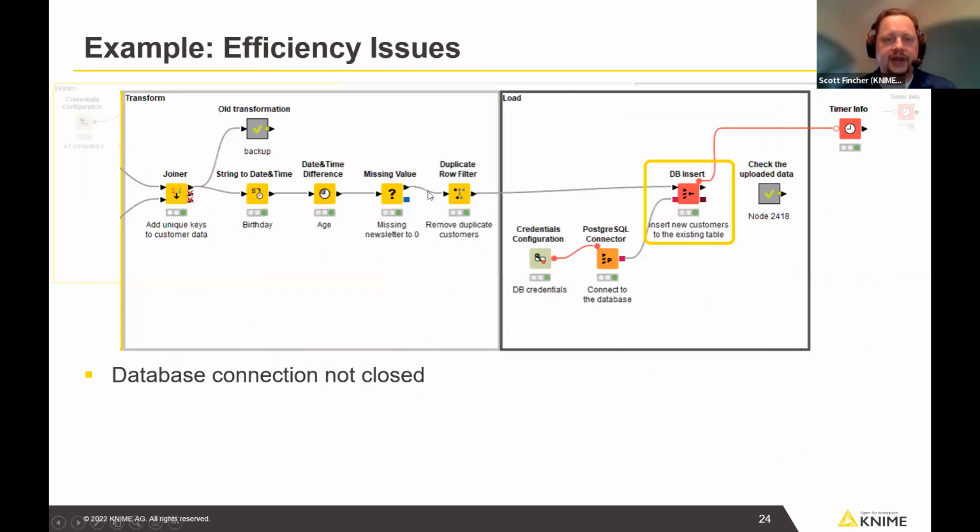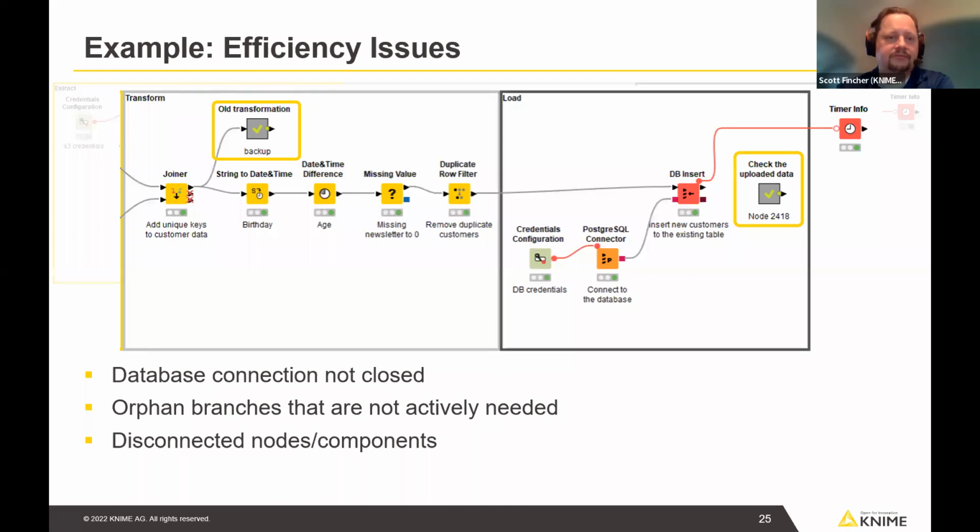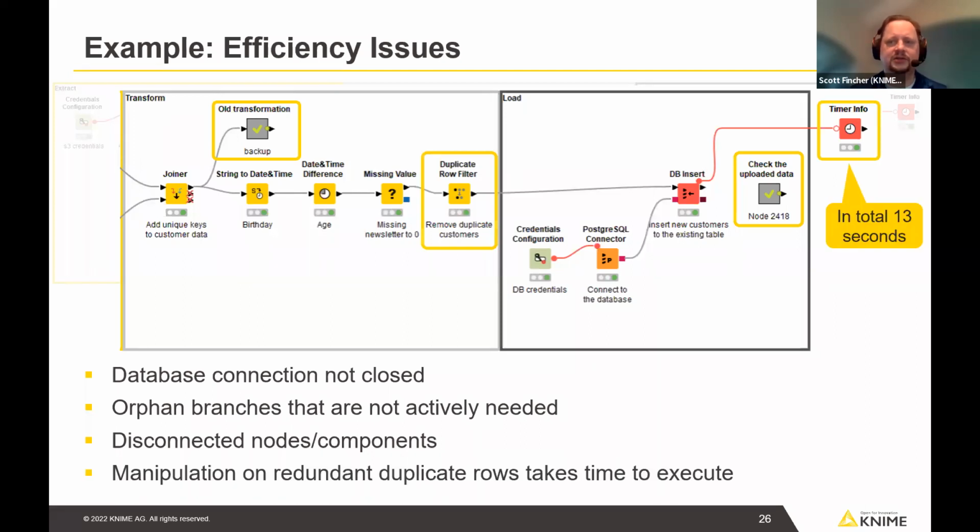There's a few things to look at here. Like you can see on the next slide, the DB insert node has a database connection that's not closed. Again, not good. We also have some meta nodes here that don't do anything useful. On the right-hand side, you have the orphan check of the uploaded data, which isn't connected to any input. And then you have the old transformation on the left-hand side, which doesn't go anywhere. Let's just get rid of these.